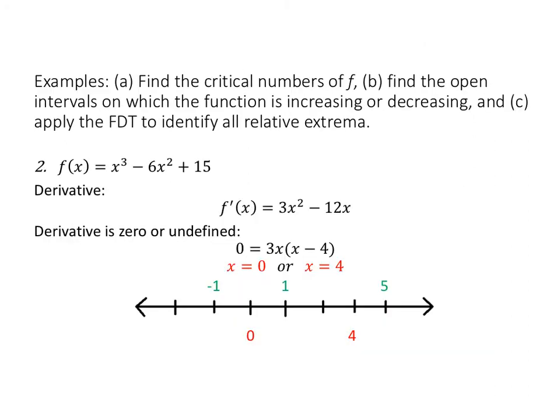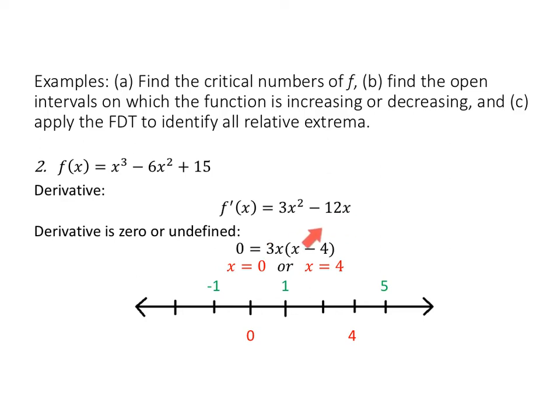Number 2, another polynomial, f of x equals x cubed minus 6x squared plus 15. In order to find critical numbers, I find my derivative, which is 3x squared minus 12x. The derivative is never undefined because it's a polynomial. The derivative is equal to 0.